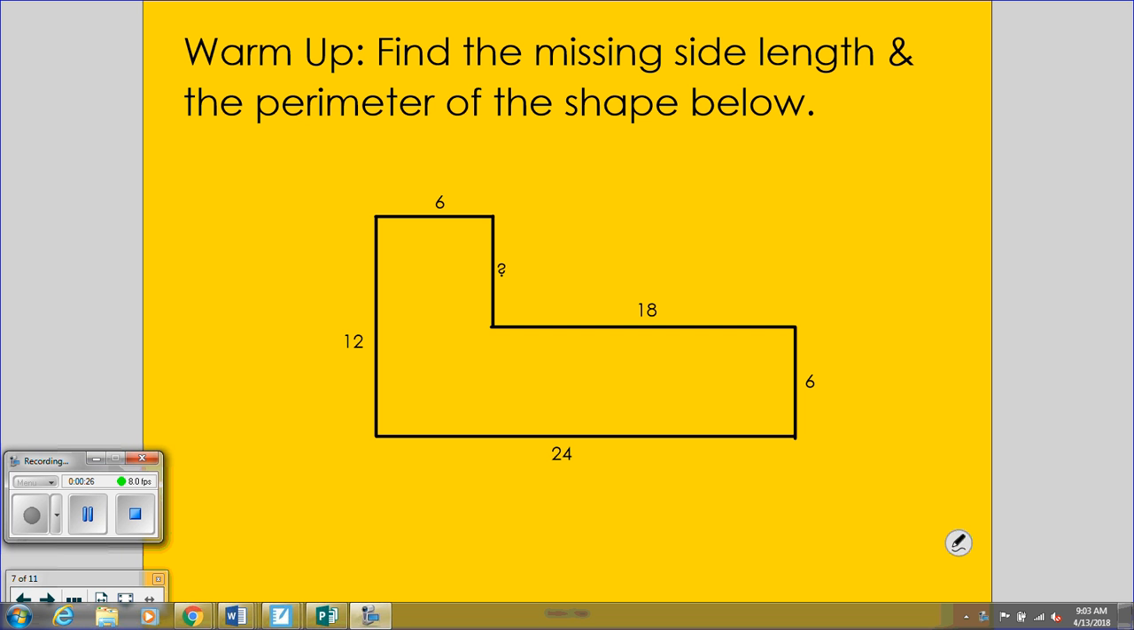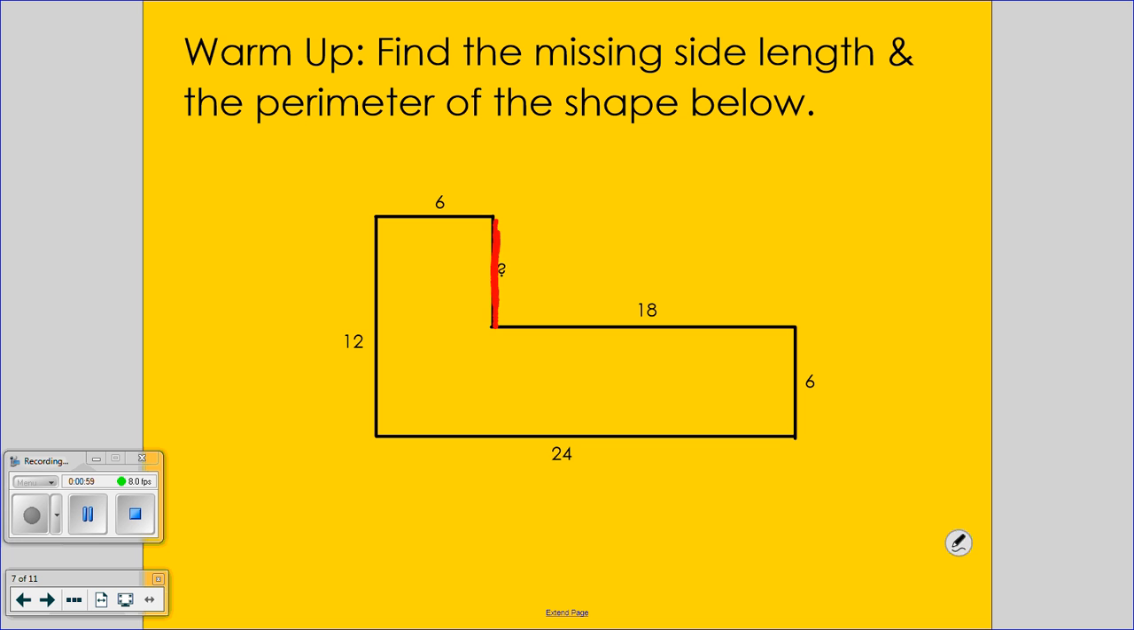First thing I need to do is what? It's pretty easy. Eva, what's the very first thing I gotta find? Nope, not the perimeter. I can't find the perimeter. I don't have all my dimensions. Ella, what do I need to find? Yeah, I gotta find what spot's even missing. Oh, it's right here. Here's my missing side.